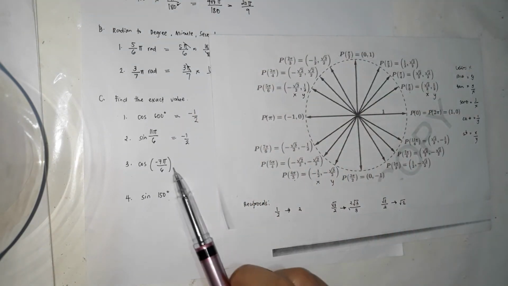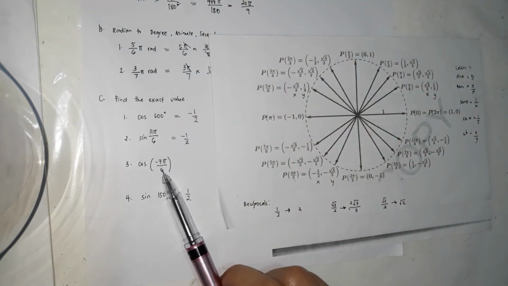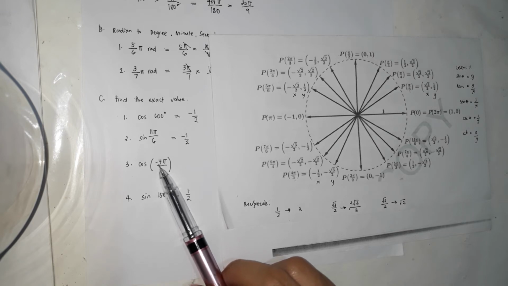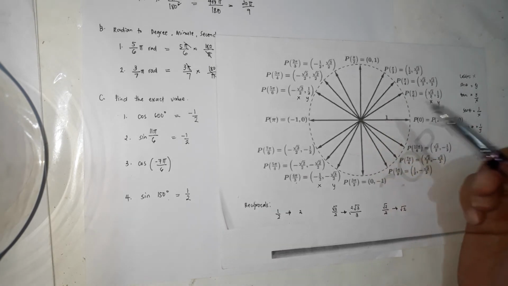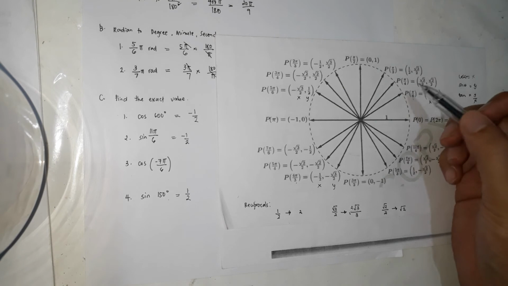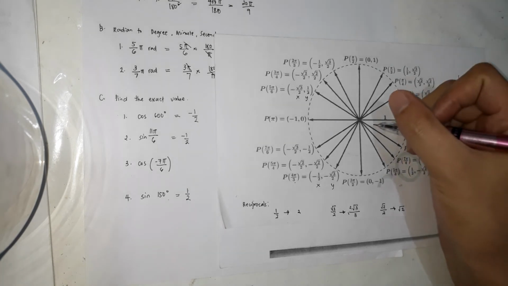Next, cosine of negative 7 pi over 6. It's worthy to know that it's negative 7 pi over 6. That means it goes from here toward there, so it's clockwise. So you're going to divide by 6.